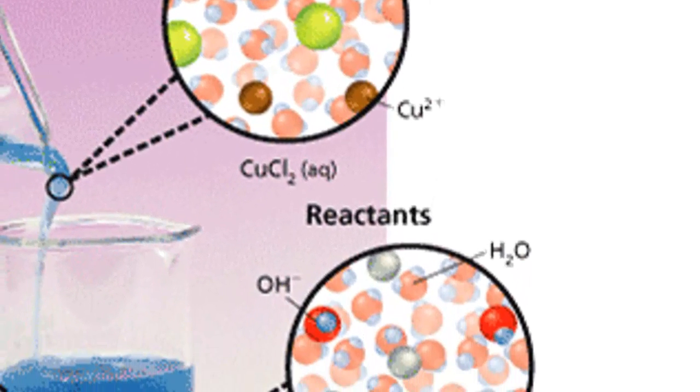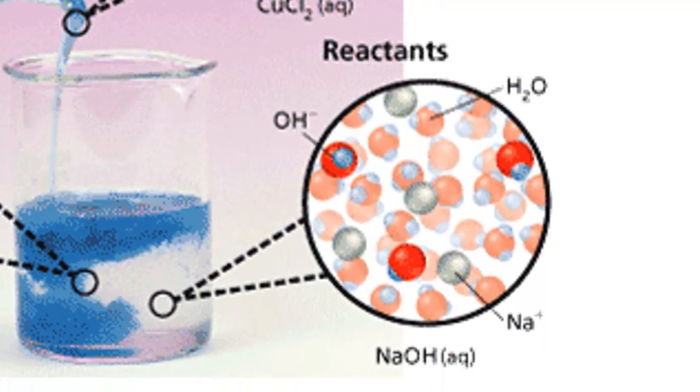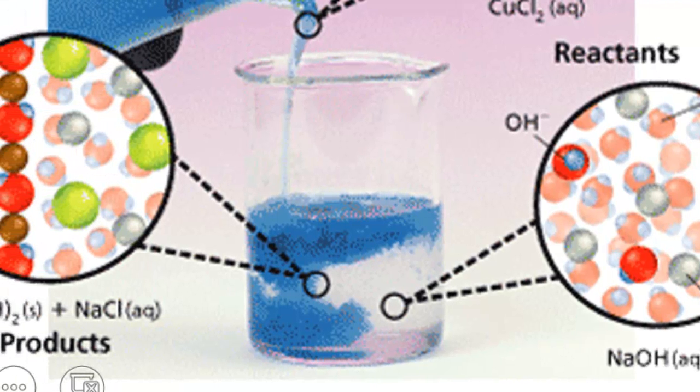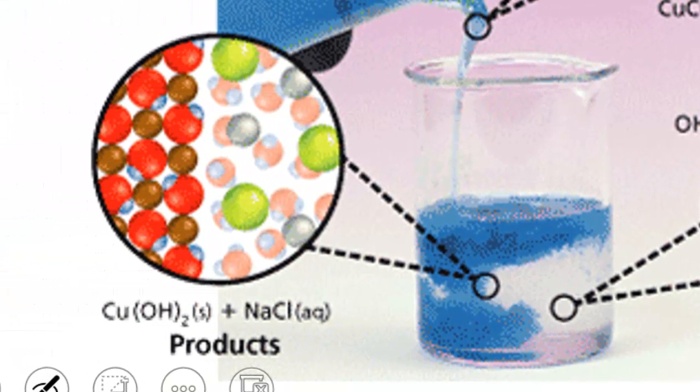Down in the bottom solution, we have sodium hydroxide solution. And so we have sodium ions and hydroxide ions dissolved in water as well. When we pour the two together, we end up forming a solid, as is shown here on the left. As they mix, we end up with sodium and chlorine staying aqueous. So you see on the right side of this circle that sodium and chlorine are separate from each other. They're not bound together, so they're dissolved in the water.